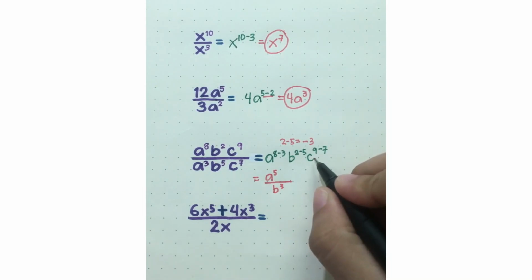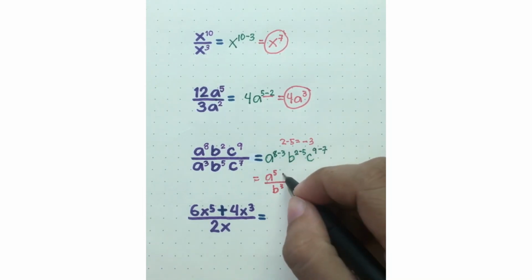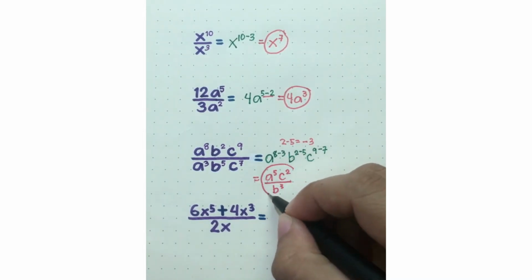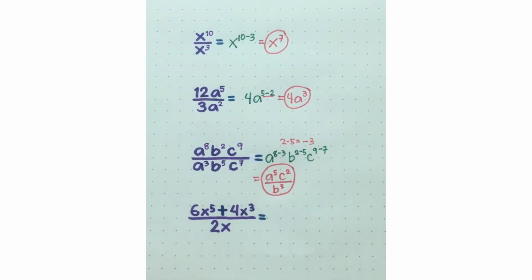Then, continue natin yung c naman. 9 minus 7, that's positive 2. So, dito rin siya sa taas kasama ng a. Alright, so ang sagot natin ay a raised to 5 c squared over b cubed.